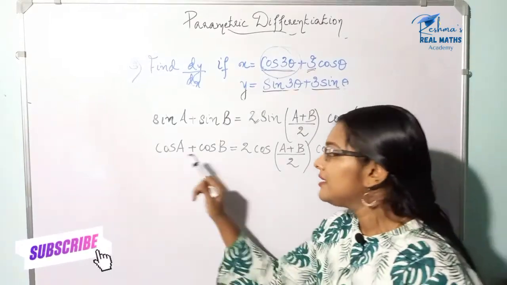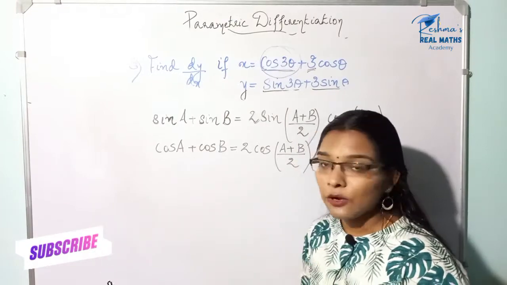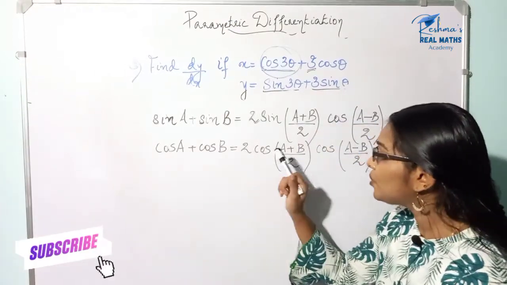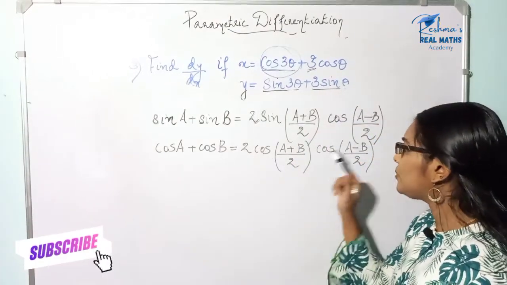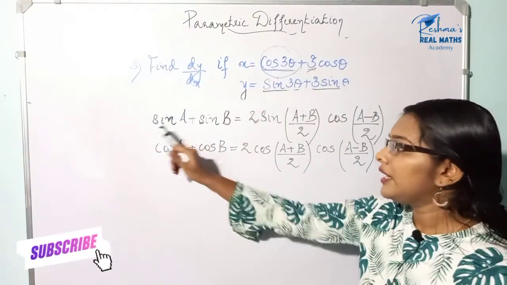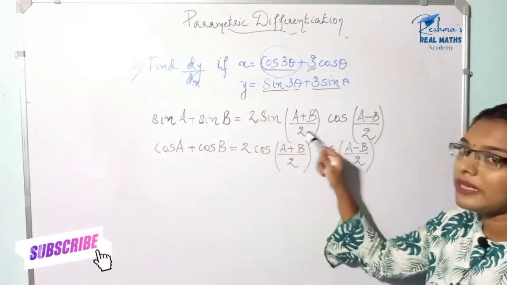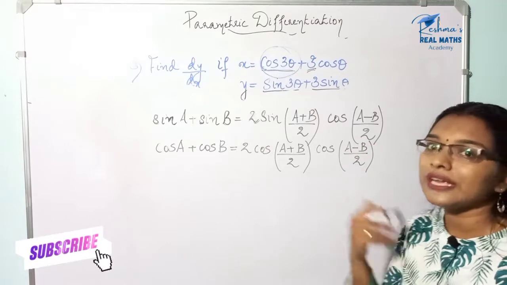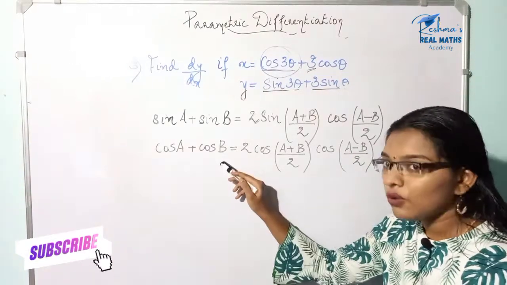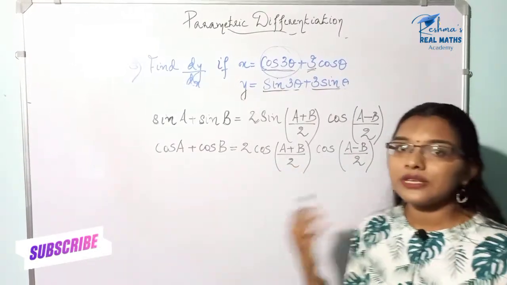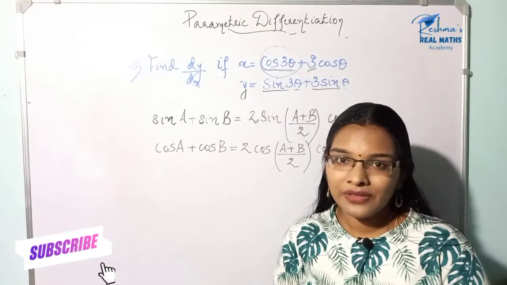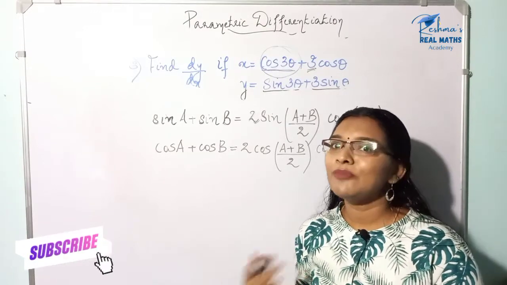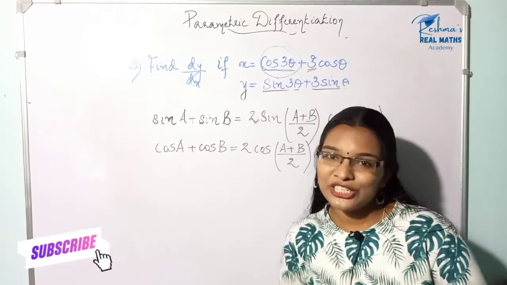Clear? Similarly, cos A plus cos B equal to 2 cos (A plus B) by 2 cos (A minus B) by 2. In case of sine, you have first term as sine and second term as cos in the RHS. In case of cos, both terms are cos itself in the RHS. Understood? Now, we'll move on to solving this question.